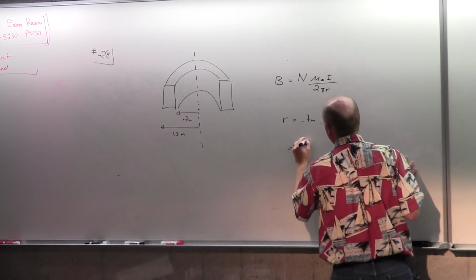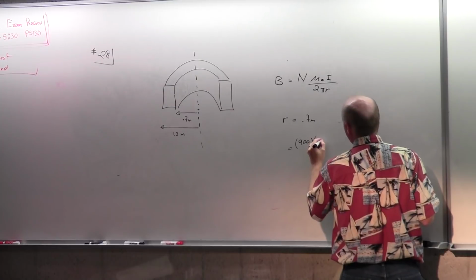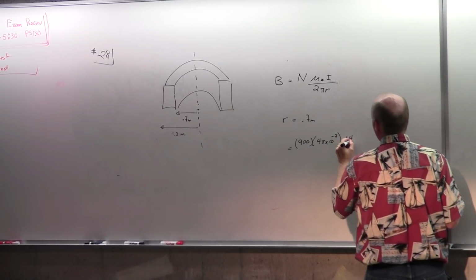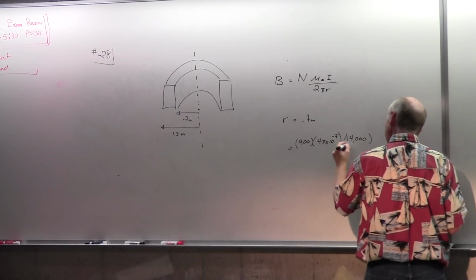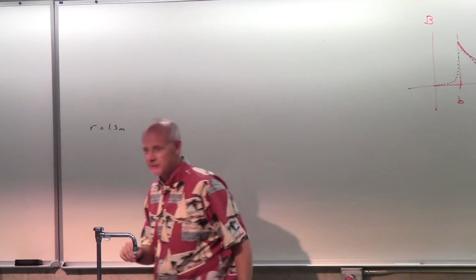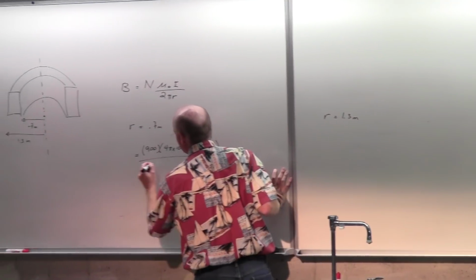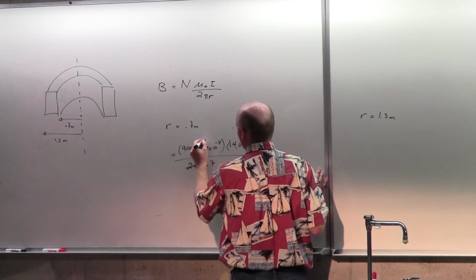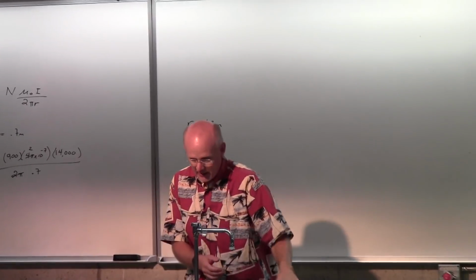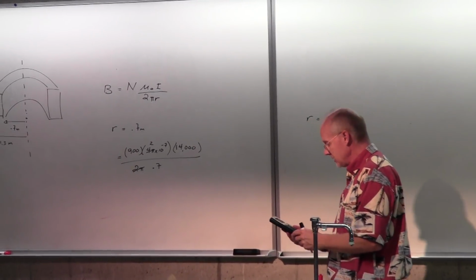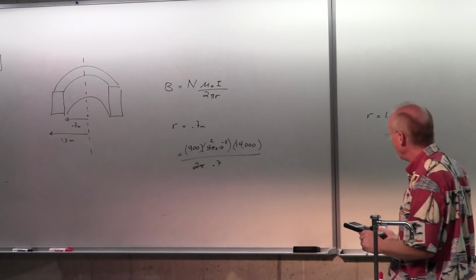So we have 900 turns. We have 4 pi times 10 to the minus 7 for the mu naught. There's what really makes the field strong right there. It's not just 900 turns, it's 14,000 amps of current going through the crazy thing, divided by the 2 pi, divided by the 0.7. And fortunately they cancel off a little bit, but I thought it would be a fun number to calculate. This is a huge field.